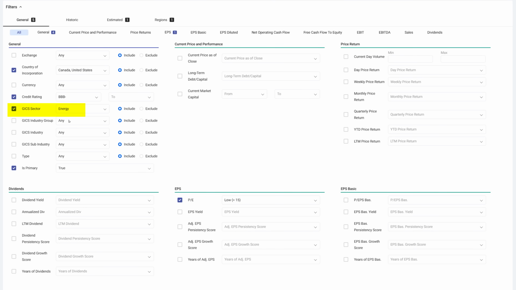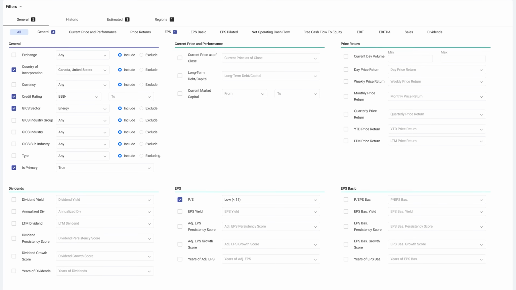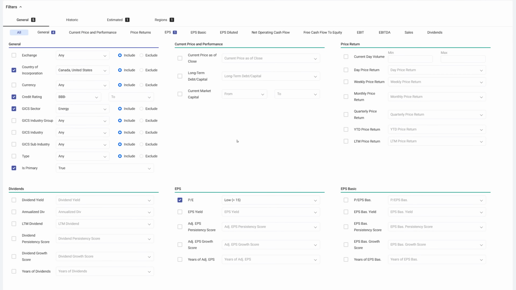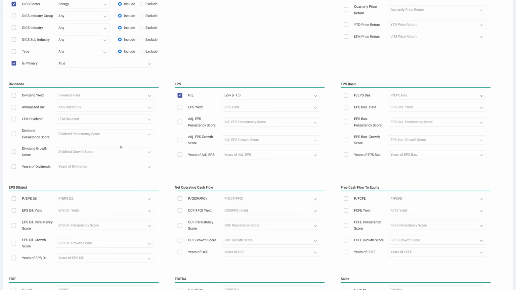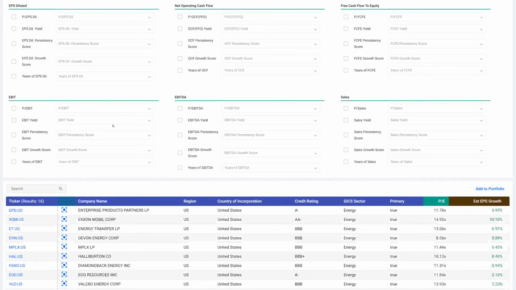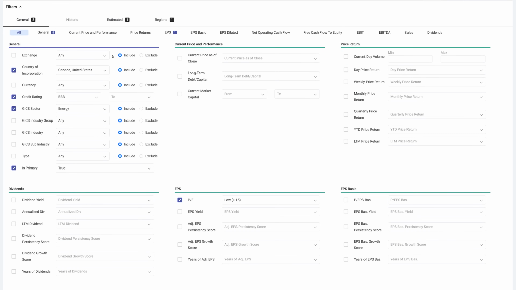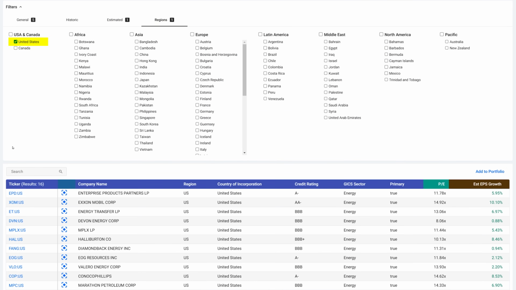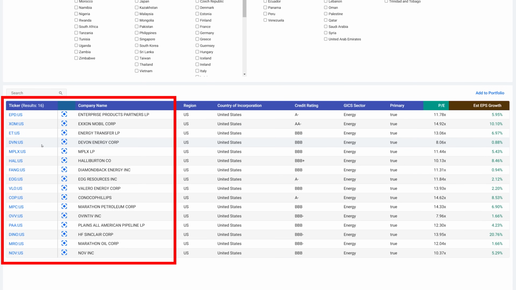It's again the same energy sector, primary. I wanted a PE again less than 15. I wasn't as concerned about the dividend yield here, so I did nothing on dividends. I was really looking for growth. So when I went into my estimates area, I was looking for, again, positive growth, and then the regions were the United States. And what I got here was 16 stocks.